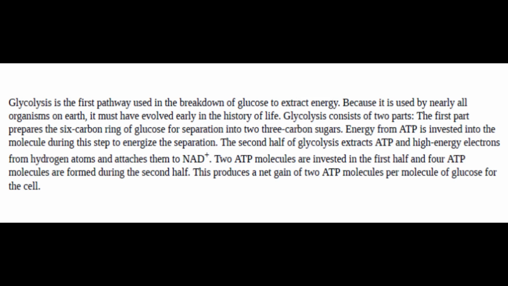The second half of glycolysis extracts ATP and high-energy electrons from hydrogen atoms and attaches them to NAD+. 2 ATP molecules are invested in the first half, and 4 ATP molecules are formed during the second half. This produces a net gain of 2 ATP molecules per molecule of glucose for the cell.